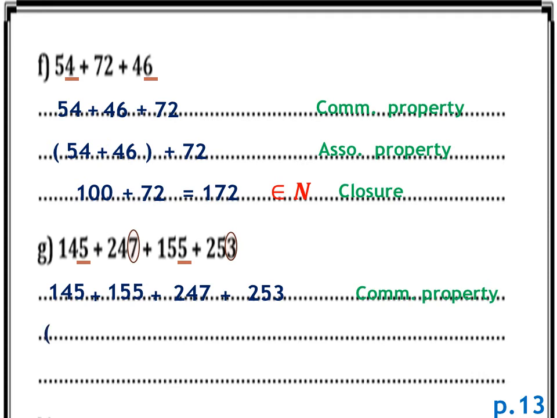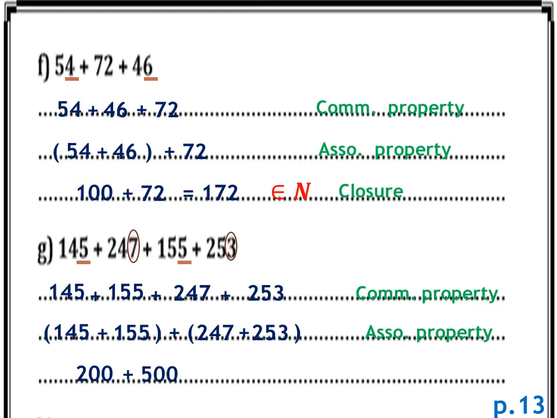And now let's use the associative property. So open bracket, write 145 plus 155, close the bracket, and plus open bracket, write the other 2 numbers, 247 plus 253, and close the bracket. The name of the property is associative property. And now let's calculate the answer. 145 plus 155 is 200. And then put the plus. Solve the second bracket, which is 247 plus 253, which equals 500. So 200 plus 500 equals 700, which belongs to N, closure. And here we finished the 3 steps.